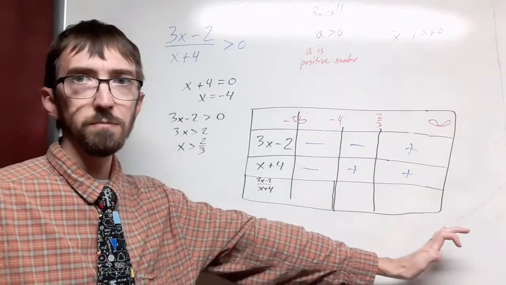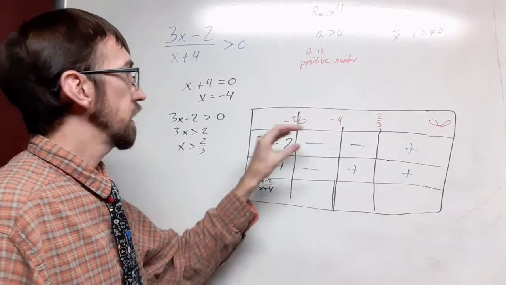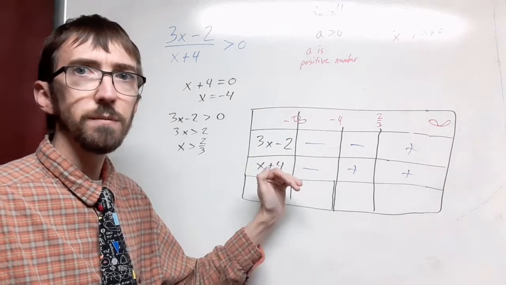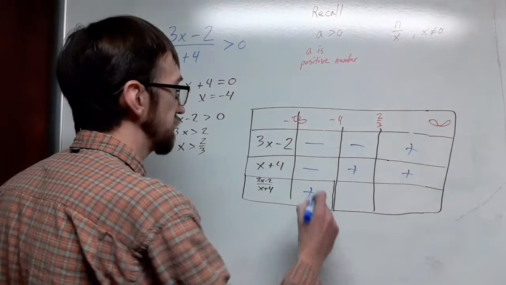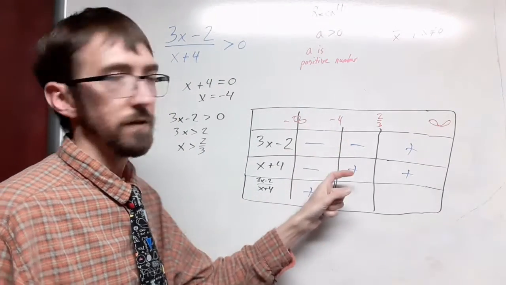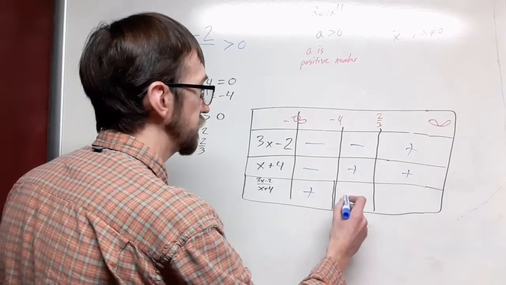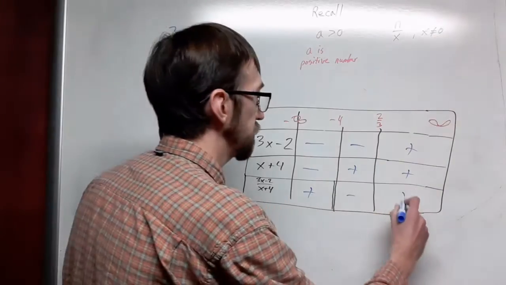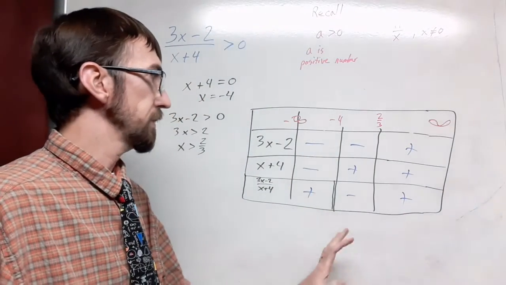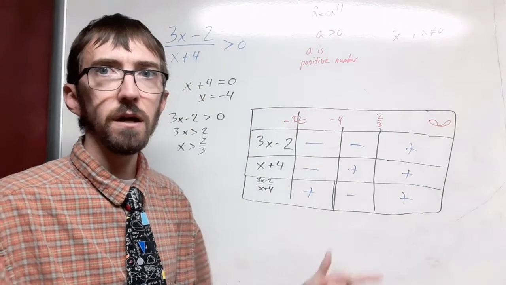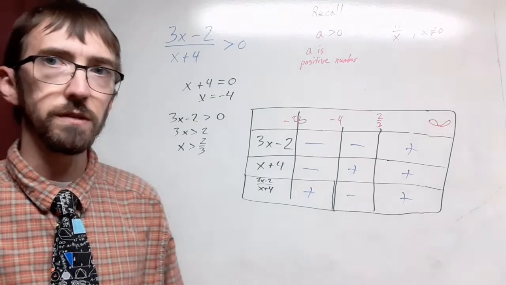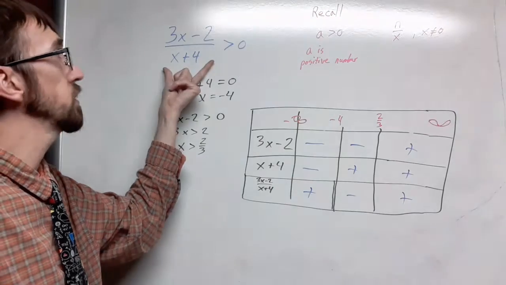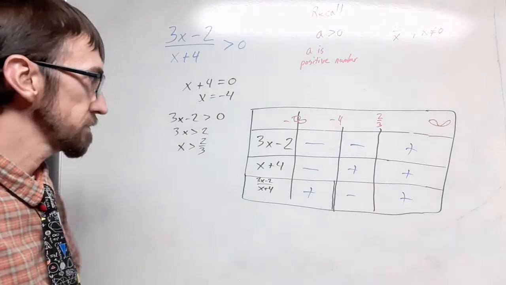And now I said this bottom line was my quotient line. I'm going to look at, if I have a negative divided by a negative, what do I get? Negative divided by a negative is positive, so I have positive here. Negative divided by positive is a negative, so I have negative here. And positive divided by positive is another positive, so I have positive here. Now that I have my quotient line down here, I need to go back and revisit what I am looking for in my domain. This rational function is greater than 0, and so I'm looking for positives.